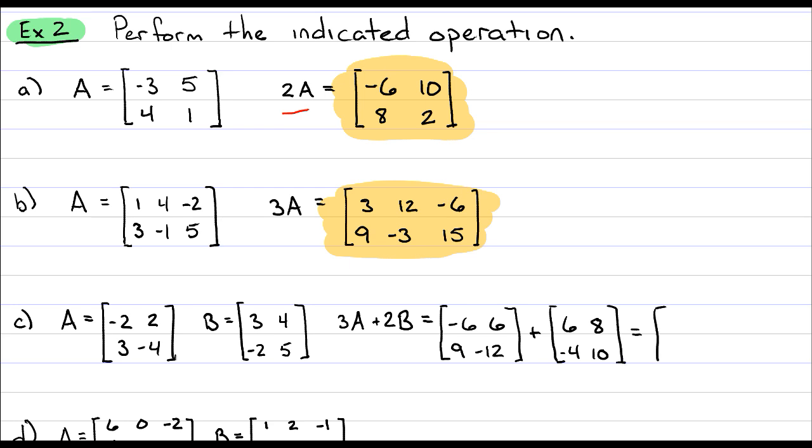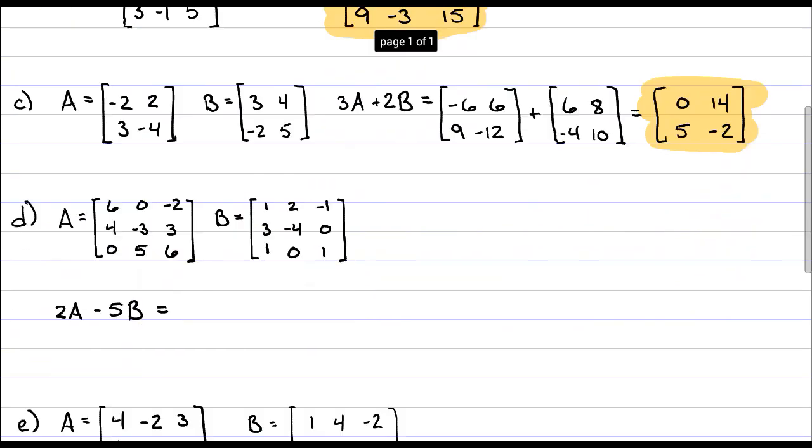So when I add these two matrices together, I get minus 6 plus 6, which is 0, 6 plus 8, which is 14, 9 minus 4, which is 5, and minus 12 plus 10, that gives me minus 2. Okay, so this is the answer for part C. Moving on.